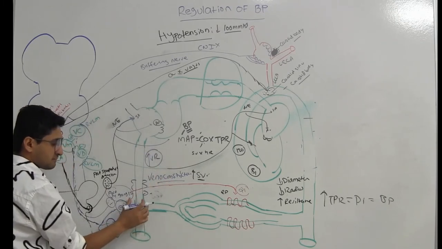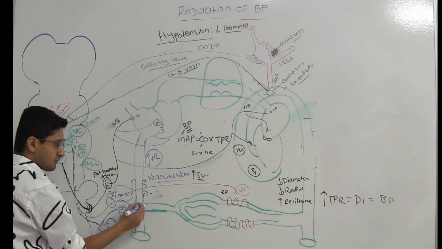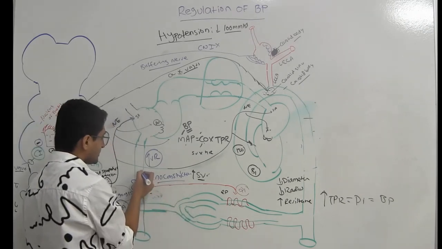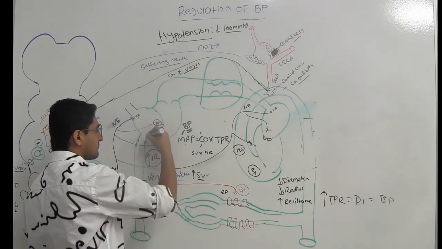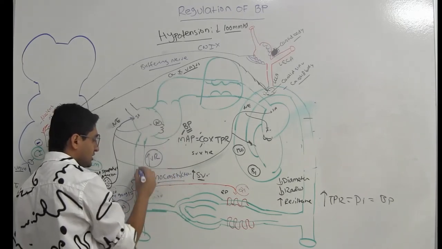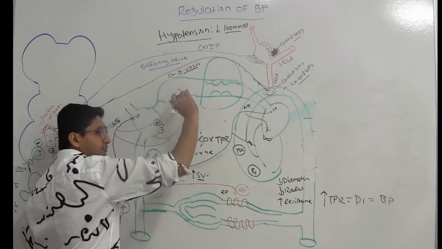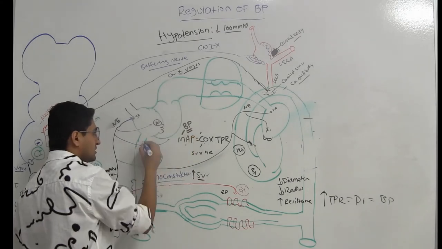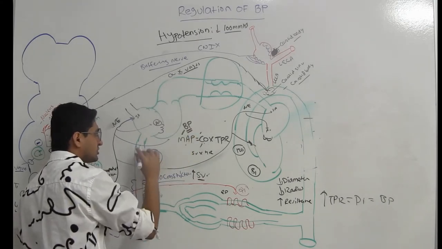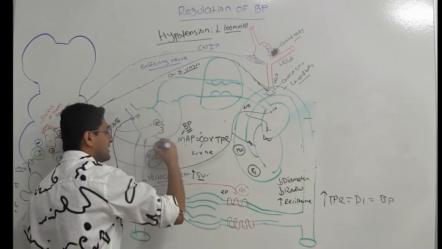So with venoconstriction, the radius decreases, right? Remember, decrease the radius, and that means the more pressure you'll generate. So the unstressed volume will come out and go much faster. Venoconstriction, by giving a venoconstrictor, there will be an increase in venous return.